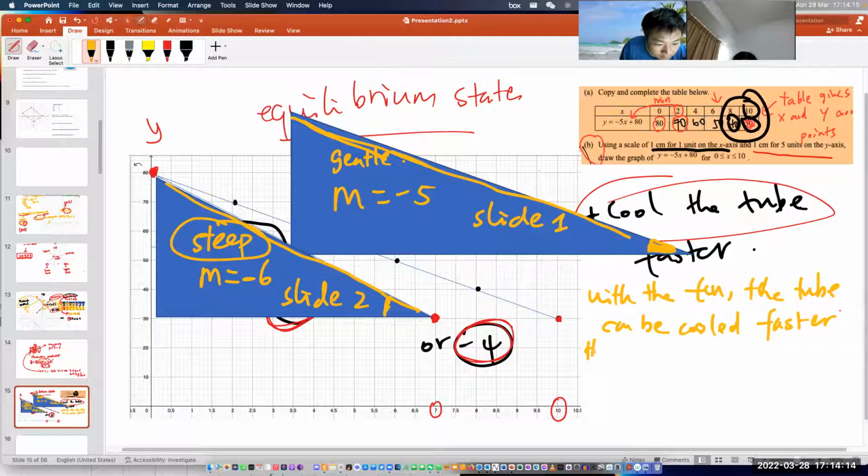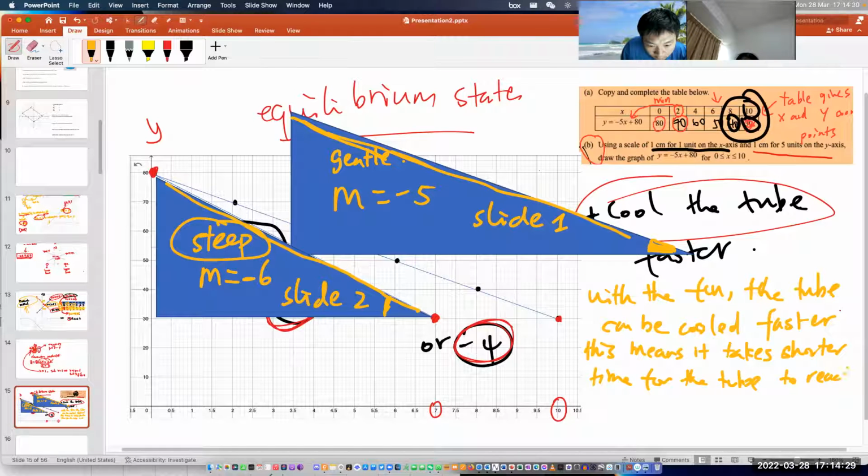So this means it takes shorter time for the tube to reach 30 degrees Celsius. I chose 7 minutes just now to demonstrate to you. It can be 6, it can be 6.5, it can be 8. It really depends how fast your fan is blowing. But definitely it takes shorter time for the tube to cool to 30 degrees Celsius.